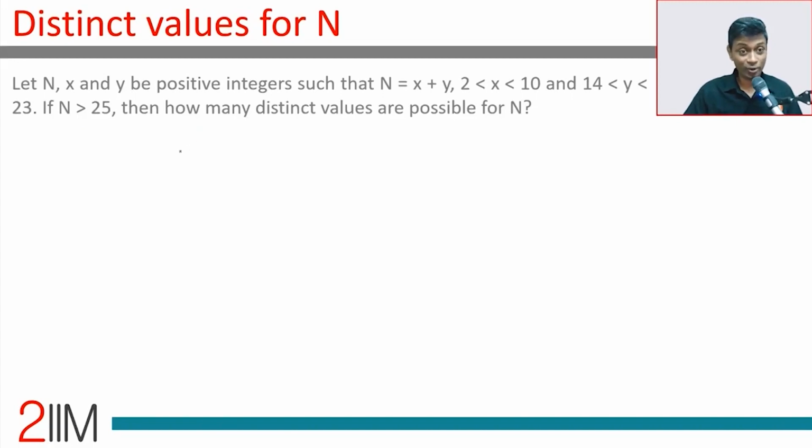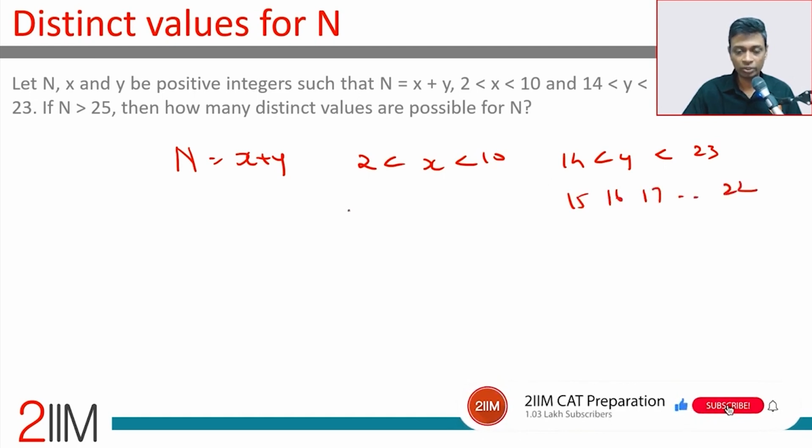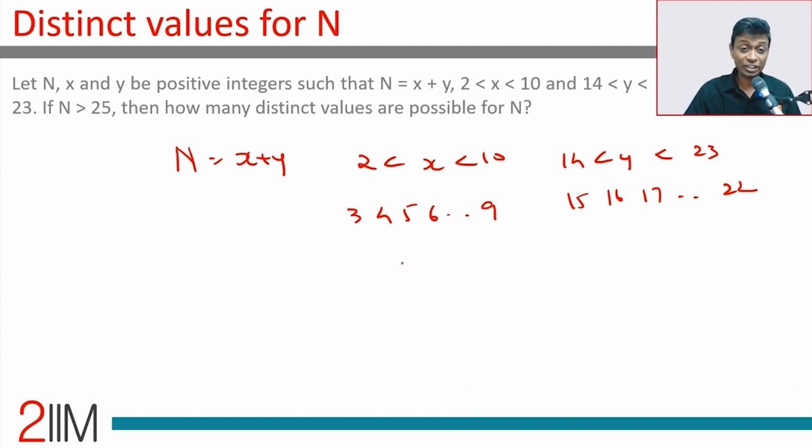Particularly recent this question, I got this wrong. When n equal to x plus y, 2 less than x less than 10, 14 less than y less than 23. So 15, 16, 17 all the way till 22, 3, 4, 5, 6 all the way till 9. Then how many distinct values are possible for n? Lovely. Very simple question. N is greater than 25. What is the maximum value n can take? 9 plus 22 is 31. N can be 31. You do 8 plus 22, it can be 30. It can be 29. Every integer less than that is possible.